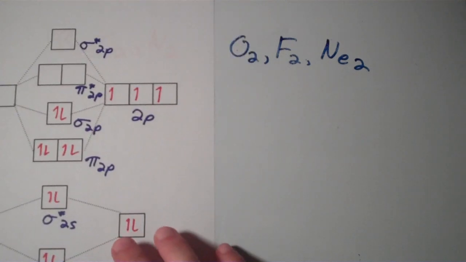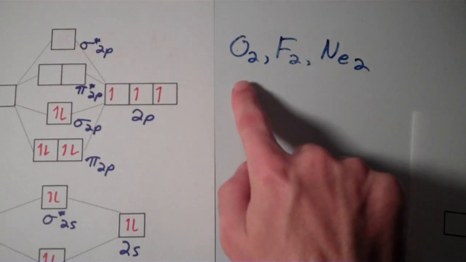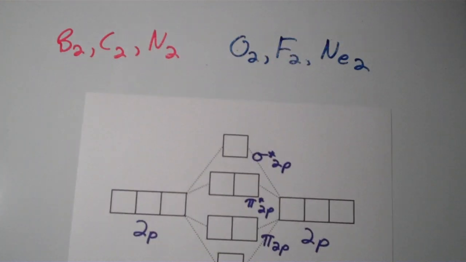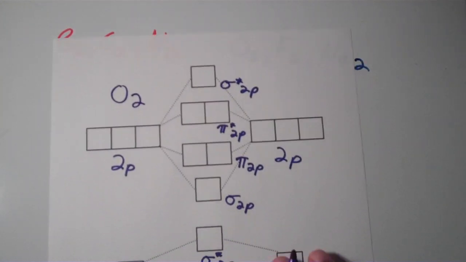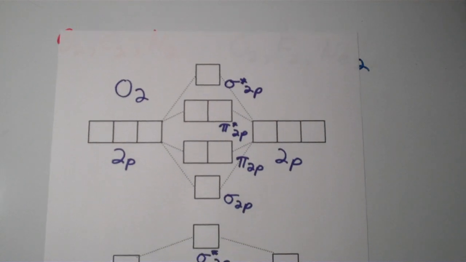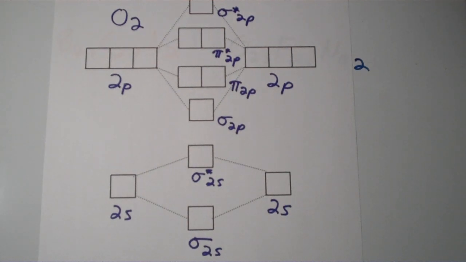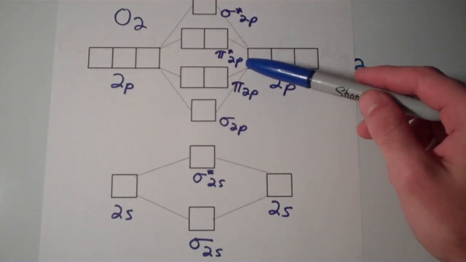Now let's talk about O2, F2, and Ne2. Now, like I said, the energy ordering of the pi and sigma molecular orbitals, the pi 2p and the sigma 2p molecular orbitals, is different for these 3 than it is for these 3. So in the case of, let's just say, O2, the energy ordering for the molecular orbitals that come from the p atomic orbitals are as follows. We have sigma 2p is the lowest, followed by pi 2p, followed by pi star 2p, and then sigma star 2p.